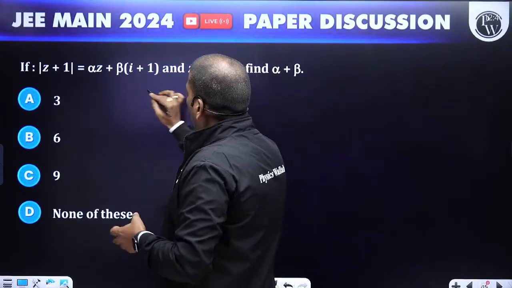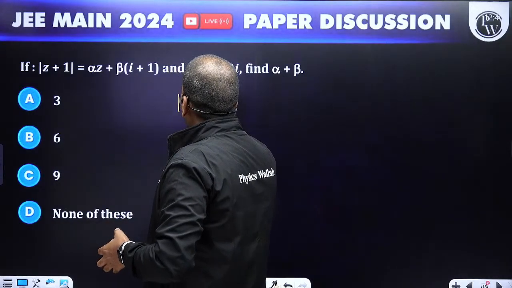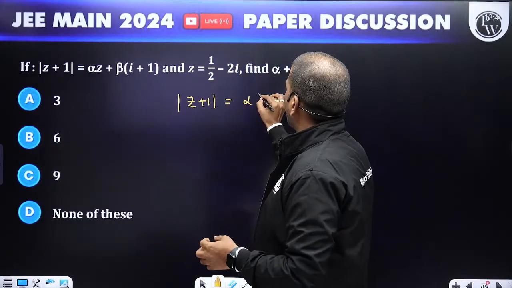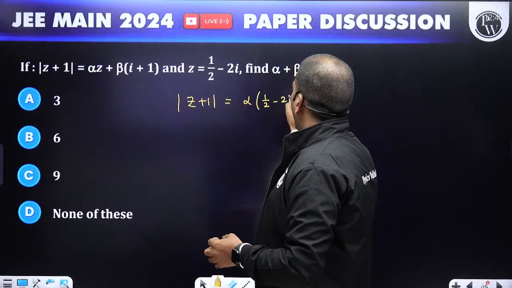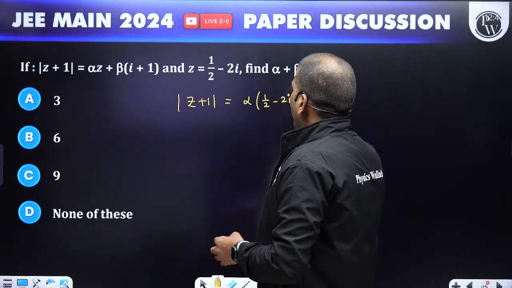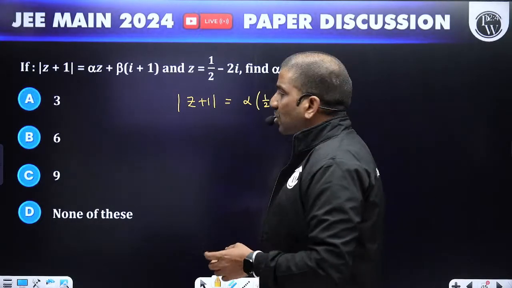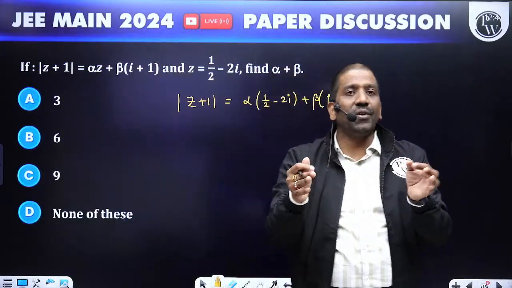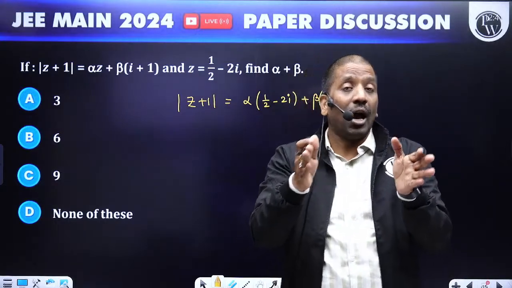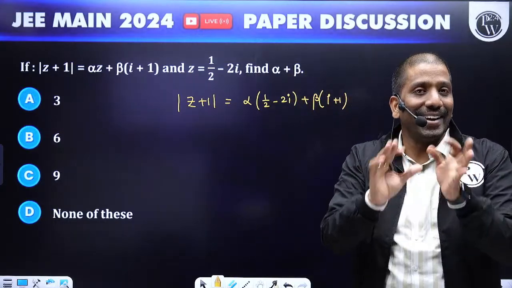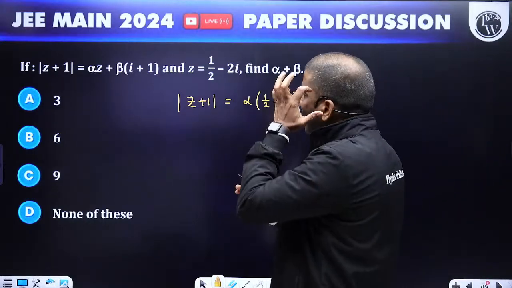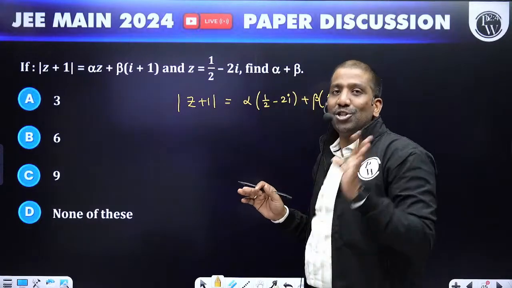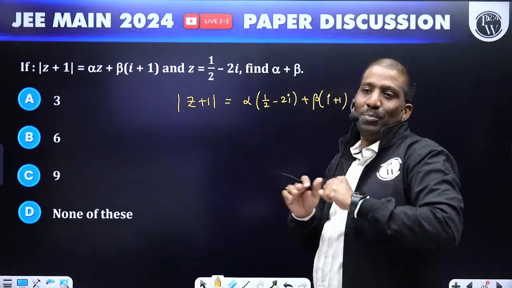So next question is from complex numbers. The moment when you look at such an equation, observe the first and foremost point we should get into our mind. Alpha is given as modulus of 1 by 2 minus 2i plus beta times i plus 1. Understand, left hand side modulus is given. So modulus is given, it means it is a real number, correct? So when it is a real number, the complex part on the right hand side must be 0. That is the most important point.